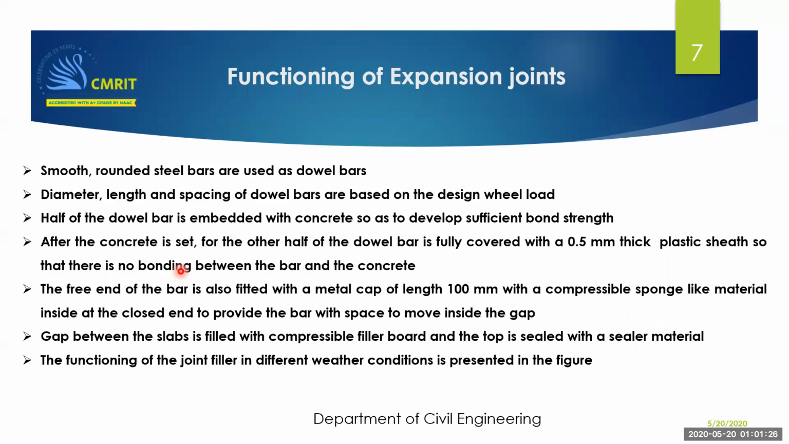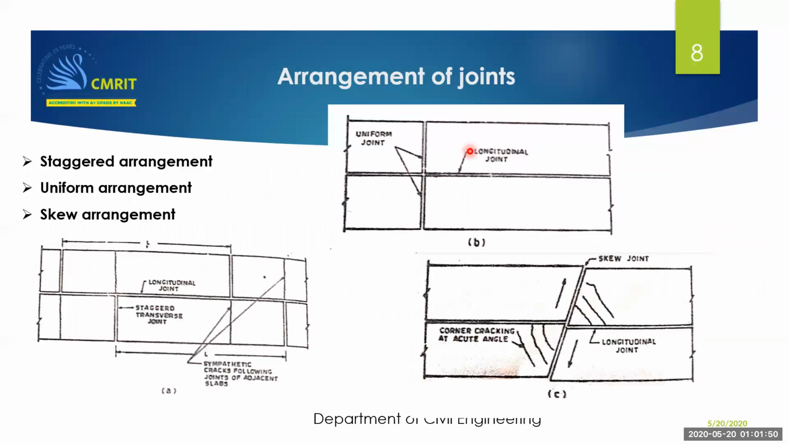At the end there is a metal cap of length 100 mm with a compressible sponge-like material inside at the closed end, to provide the bar with the space to move inside the cap. So this is all what exactly I've told in the previous slide. The gap is filled with a compressible filler board and the top is sealed with the sealer material. And the functioning of the joint sealer is also presented in the figure here. It is given in the subsequent slide.